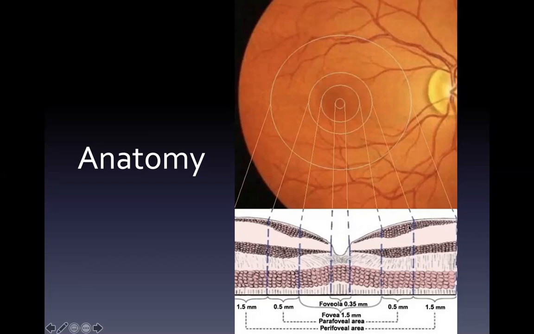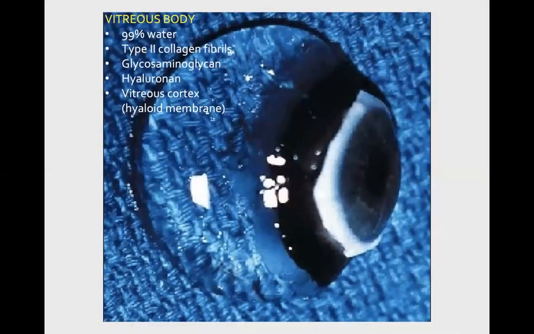Another important histological point is that in the macular area, the ganglion cell layer is more than one layer. In the other parts of the retina, it's just one layer, but it's multi-layered in the macular area. This is important to understand the pathology and findings of some of the diseases. You'll understand it later. So let's continue with the vitreous.